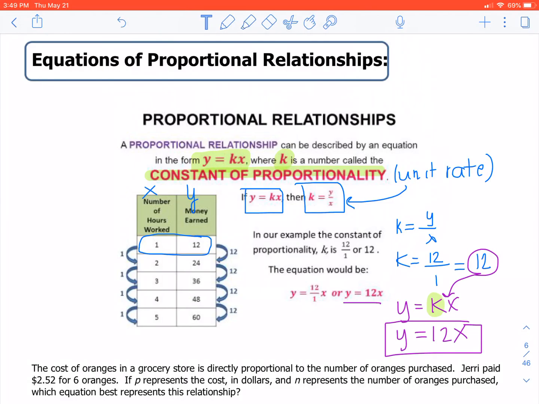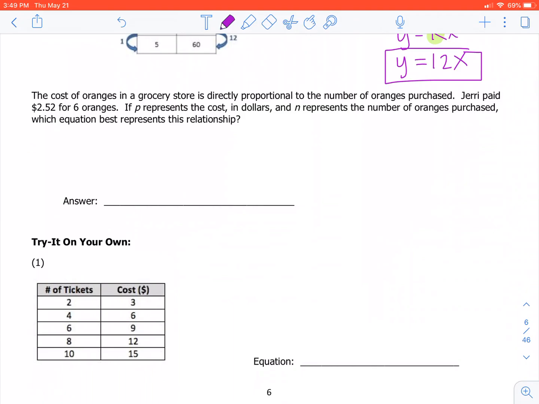Now we're going to do another example just to make sure you understand. This time it's coming from a word problem, not from a table. We're going to see the cost of oranges in a grocery store is directly proportional. So it's telling us that it is proportional, so we don't have to figure that out. He paid $2.52 for 6 oranges. P represents cost in dollars, N represents number of oranges. Which equation represents the relationship?